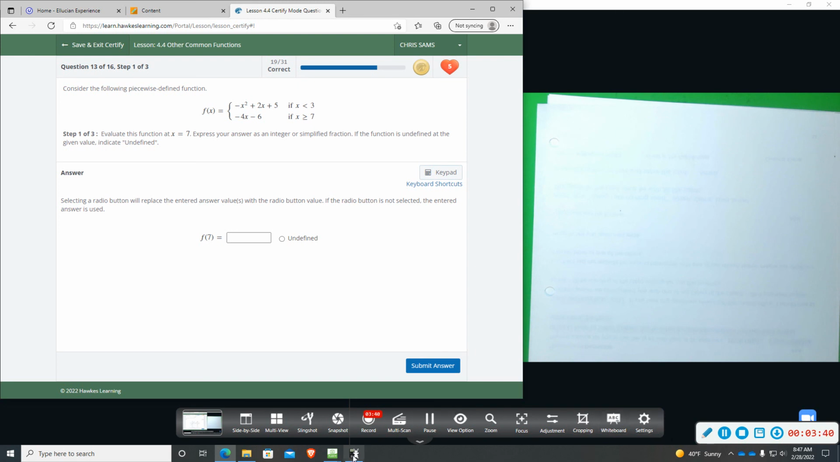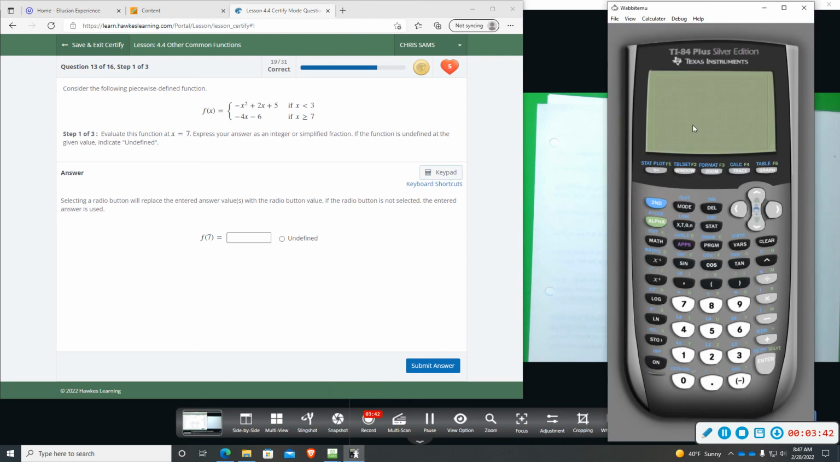Hopefully you have the 84. Sometimes I know the buttons are a little bit different, and the process to get to some of these things is a little different in the apps on the phone. But if you use a YouTube video tutorial, you can probably figure out the subtle differences. So what I'm going to do is turn it on and go to y equals. I'm going to clear out what I have here.